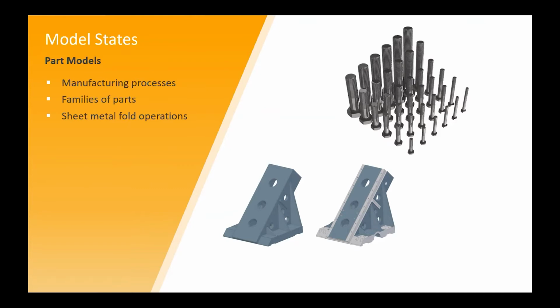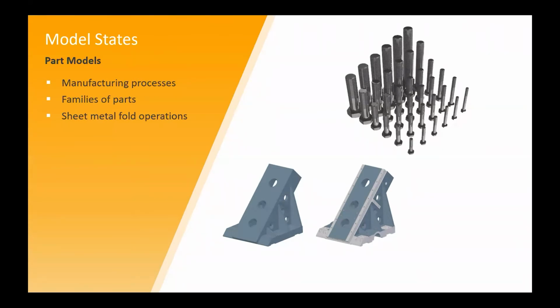So specifically within the part environment, model states can be used for instance, machining operations, where maybe a part is cast out of cast iron. Basically, then we can set up different model states to represent the machining processes that might be done on that part. So we could set up a cast version of our part, a semi-finished version of the part, a finished version of the part, and then maybe a painted version of the part. So we can set those up in the model states environment within the part scenario.